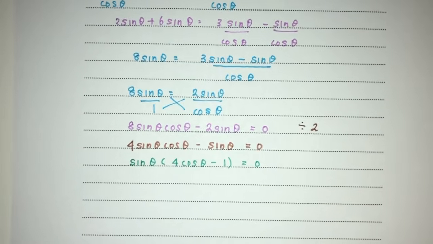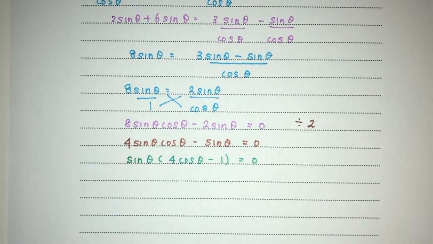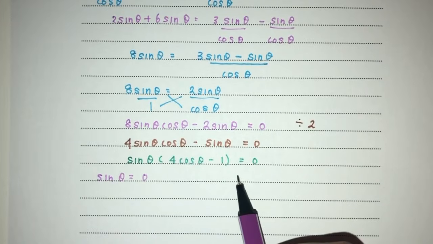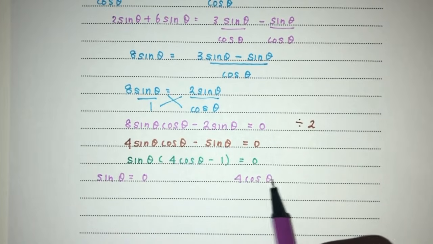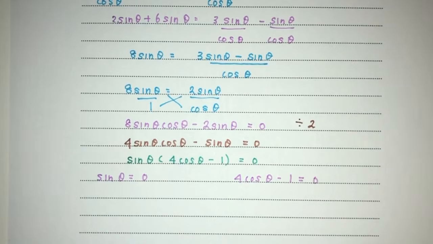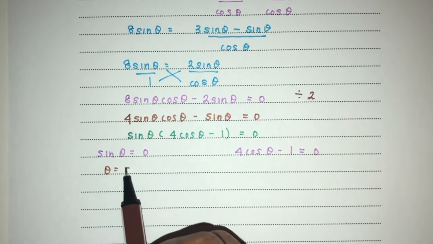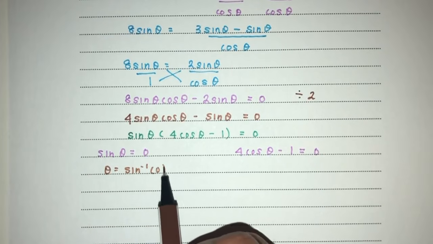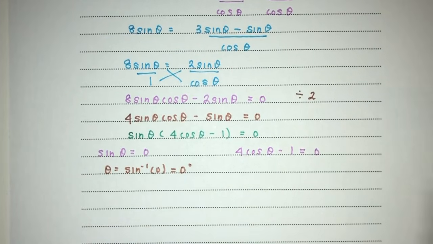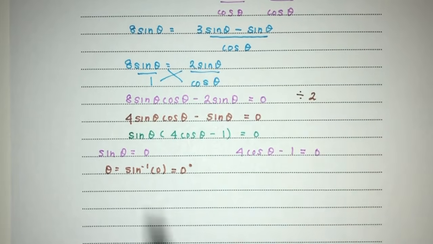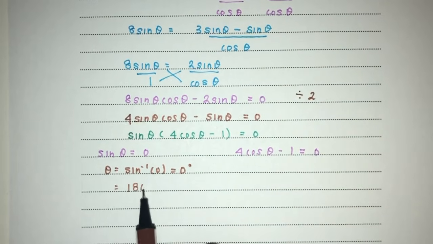Now we can solve this equation one by one. So for the first one, we have sine theta is equal to 0. And here we have 4 cos theta minus 1 is equal to 0. So let's solve this one first. Theta has to be sine inverse of 0. That will be 0. You can check, right? Sine inverse of 0 will be 0. But it will also give you the other value, which is 180 in the other quadrant. Also 360 as well, because 0 is the same as 360.